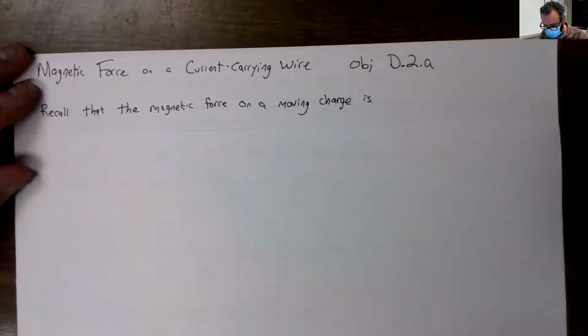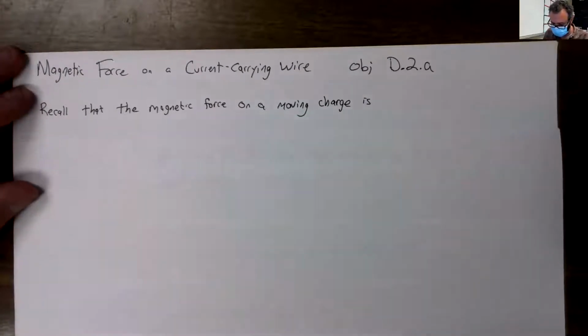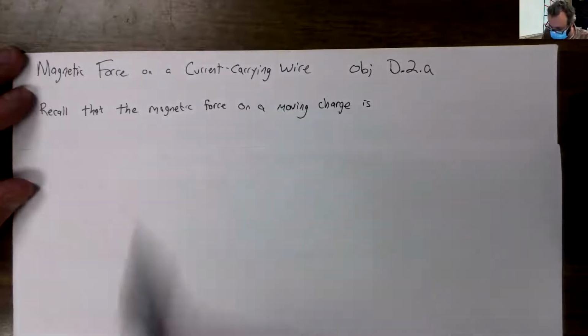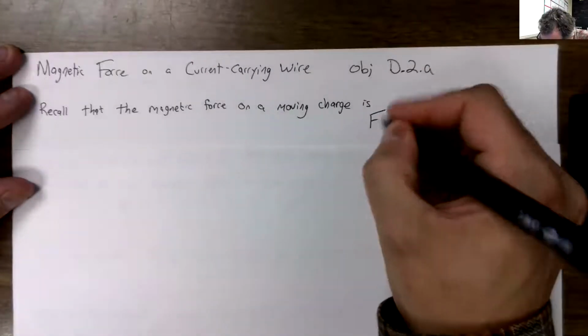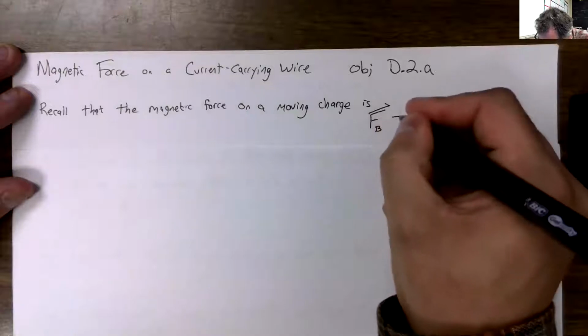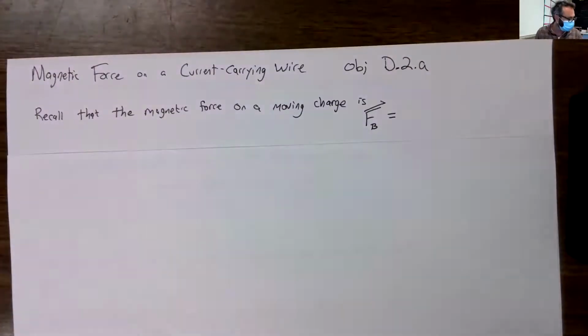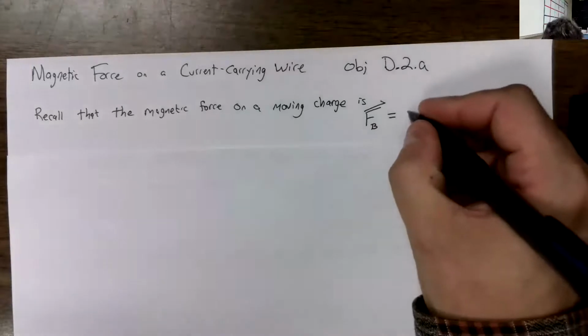Well, if we remember from the last lecture, what was the magnetic force on a single moving charge? Right. FB. Anybody hopefully remembers that? Or have it in front of you. It was Q times V, yeah, Q times V cross B, right?